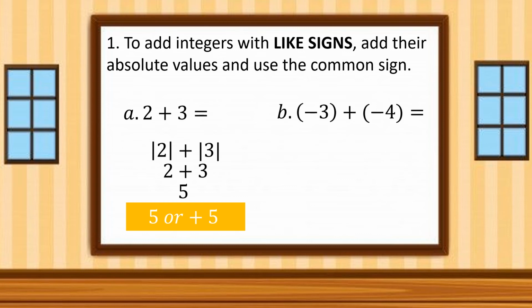Okay, next example, we have here negative 3 plus negative 4. So since pareho sila ng sign, pareho silang negative, i-add lang po natin ang kanilang mga absolute value. So, we will first get the absolute value of negative 3 and the absolute value of negative 4. So, ang absolute value ng negative 3 is 3 and the absolute value of negative 4 is 4. So, therefore, 3 plus 4 is equal to 7.